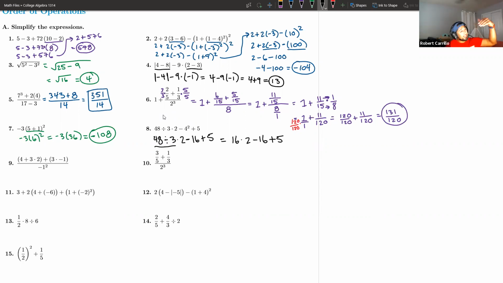So since division came first, we had to do division. And now we look at it left to right again, and we have 16 times 2. So we have to handle that multiplication. So 16 times 2, 32. 32 minus 16 plus 5. And now you have 32 minus 16. So subtraction comes first. We will subtract. And 32 minus 16, you get 16 plus 5, and we get 21.